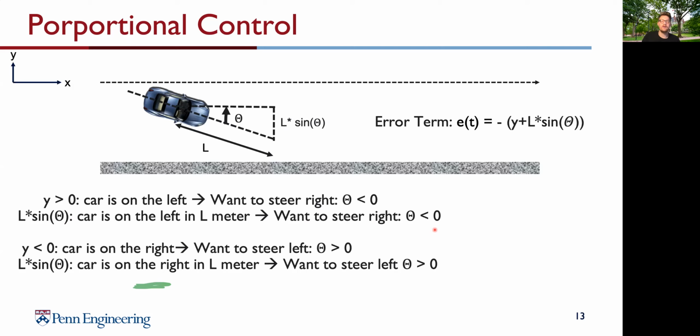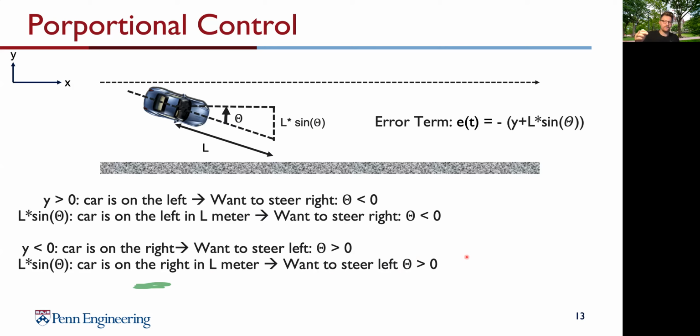And complementary, if y is less than 0, the car is on the right, and L multiplied by sin of theta, the car is on the right in L meters. And also, both thetas are bigger than 0, which means our calculation is correct here. So, what is the overall conclusion for us, our mathematical expression?